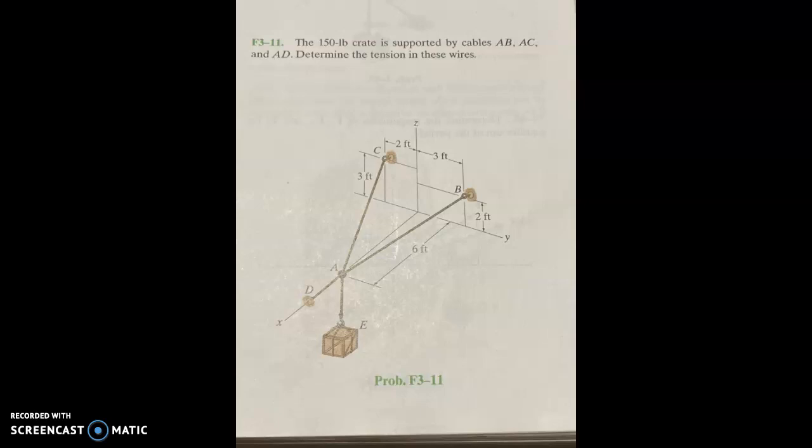Okay, so this is problem number 11 out of page 111 of chapter 3 of our textbook. It tells us that the 150-pound grate is supported by cables AB, AC, and AD, and that we need to determine the tension in these wires.